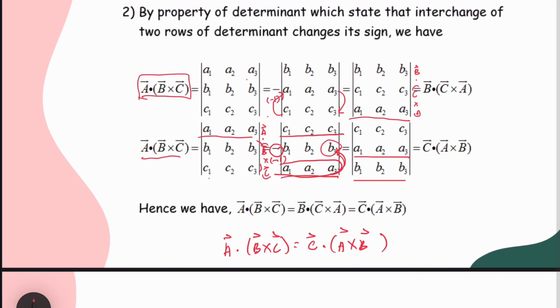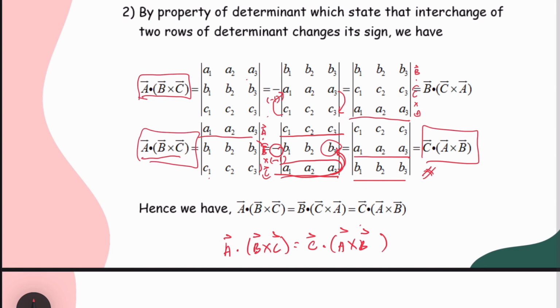You can find it on your own. So we can say that A dot B cross C is actually equal to B dot C cross A, or equal to C dot A cross B. Whichever one, the value is the same. So if you want to be safe, you can use this property to show that this relationship holds. That one is the second property.